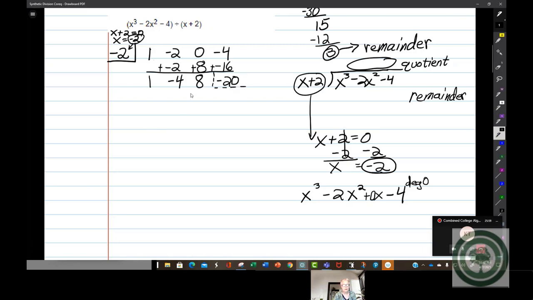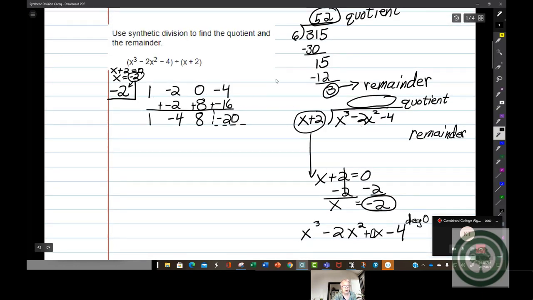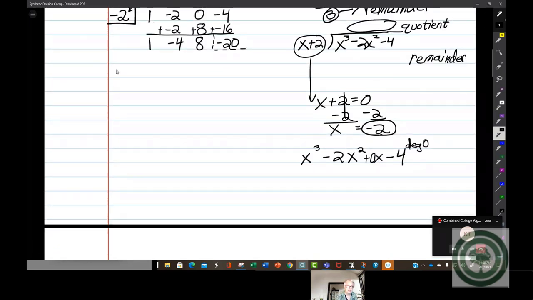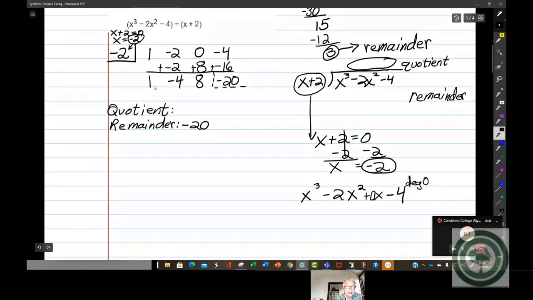So let's write down the remainder. They're asking about what is the quotient and the remainder? So I'm going to make a place for quotient. And I'm going to make a place for remainder. Remainder is easy. It's negative 20. But I need to explain the quotient. This is the quotient right here.